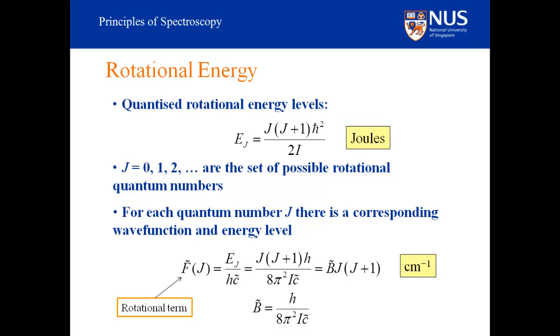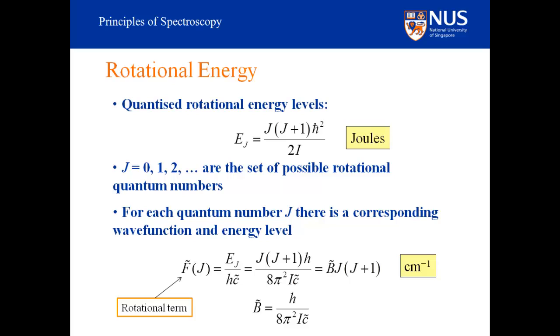The first equation above is in joules. In spectroscopy, we frequently work in units of wave numbers. So how do we convert something in joules into wave numbers? We simply divide through by hc tilde, where c tilde is the speed of light measured in units of centimeters per second. The tilde tells you that it is in units of centimeters and not meters. Anytime I put a tilde above a parameter, it means I am using centimeters and not meters.